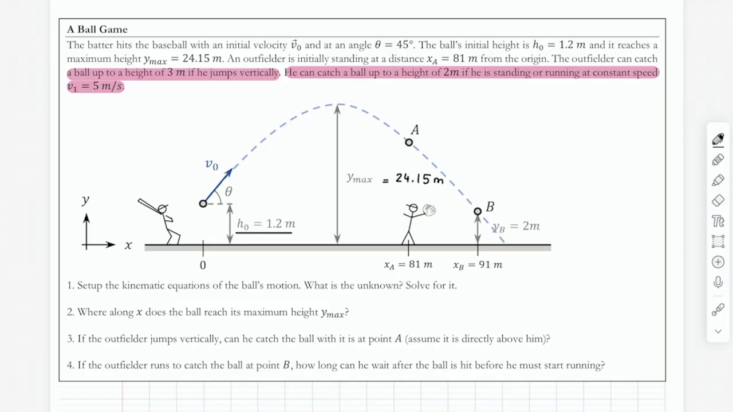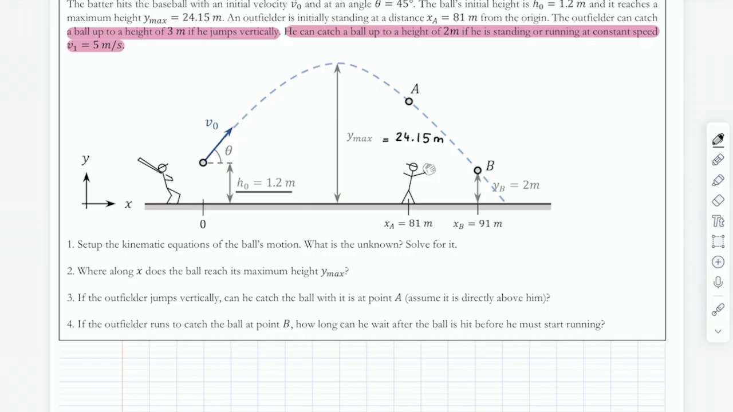What are the unknowns? Let's solve for them. Okay, so let's start with what we know. This is projectile motion. X is to the right, y is up. Okay, so ax is 0, we know that, and ay is negative g. Okay, so ay is negative g, like that.